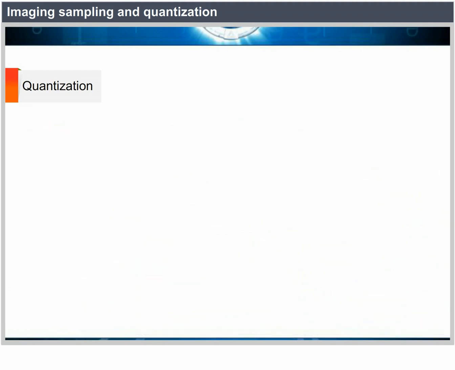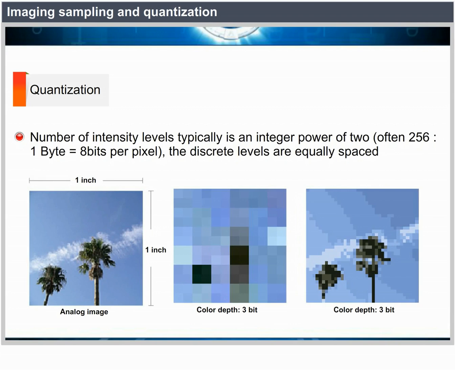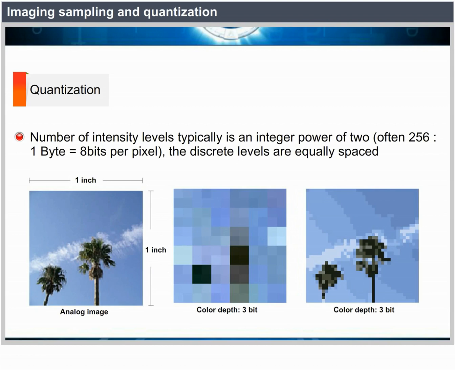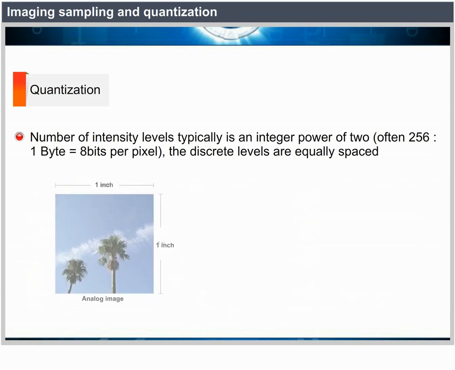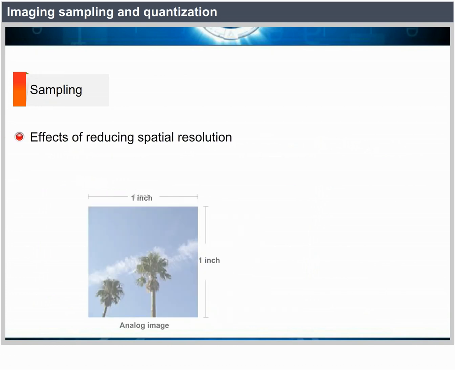The number of intensity levels is typically an integer power of 2, often 256: 1 byte equals 8 bits per pixel. The discrete levels are equally spaced. Sampling: effects of reducing spatial resolution.